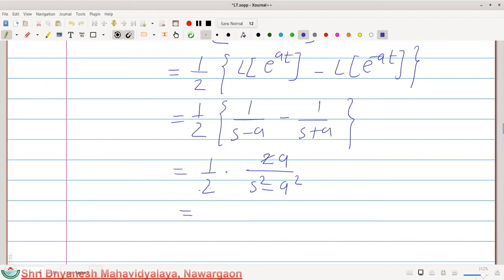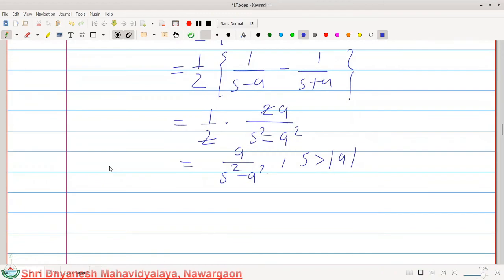So these two and these two will get cancelled, and what remains is a upon s square minus a square. But do remember, for this transformation to be well defined, the denominator should not be 0. So you always keep s greater than modulus of a with this transformation. So this is the Laplace transformation of the sinh function.